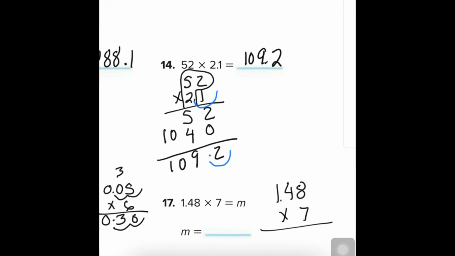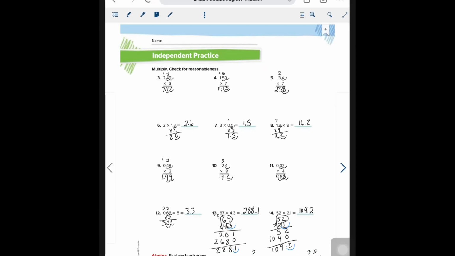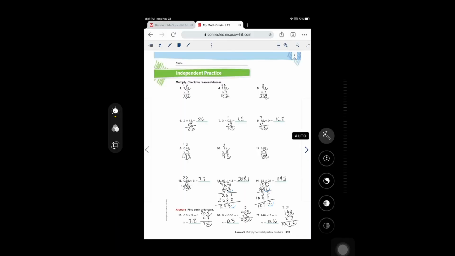1.48 times 7. 7 times 8 is 56. 7 times 4 is 28, 29, 30, 31, 32, 33. 7 times 1 is 7, 8, 9, 10. So we can move the decimal spot over 2. So then our answer is 10.36. Okay, check your answers.